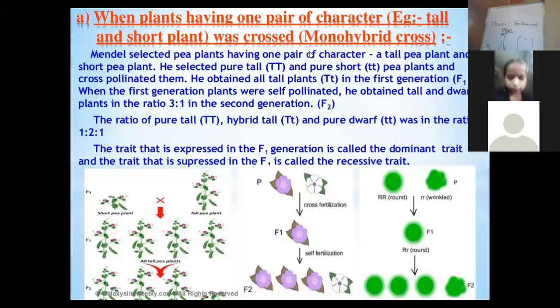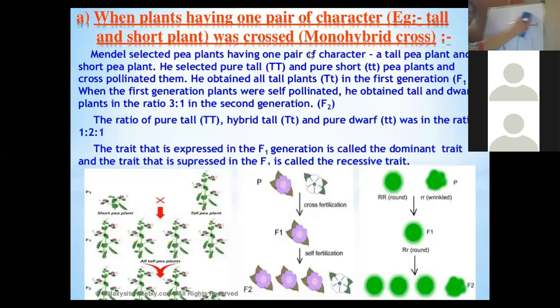The crosses were respectively named: where he studied only one characteristic, that cross was called a monohybrid cross. Where he studied two characteristics, it was called dihybrid. Where he studied three characteristics, it was called trihybrid. And where multiple traits were studied, that was called a polyhybrid cross.